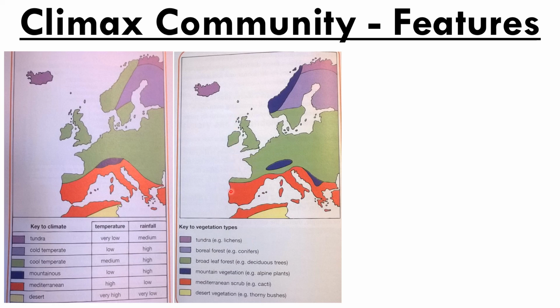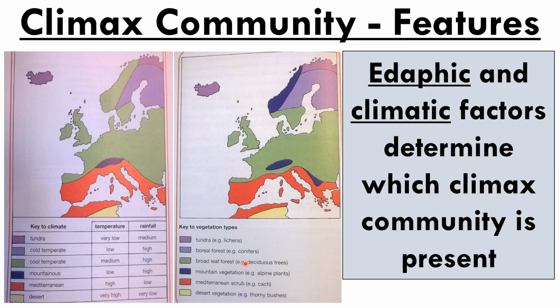If you go further south towards that sort of Mediterranean climate, where there's high temperature and low rainfall, you end up with lower biodiversity, that kind of scrub and desert type vegetation. Whereas in the middle, which is kind of where we are, you've got that cool temperate climate, with medium temperature and high rainfall. So it means we have broadleaf forest or deciduous trees that lose their leaves.